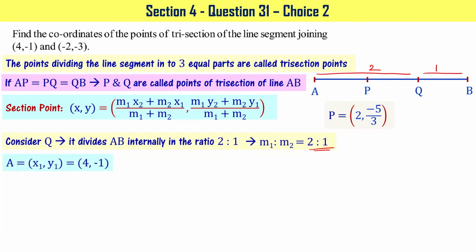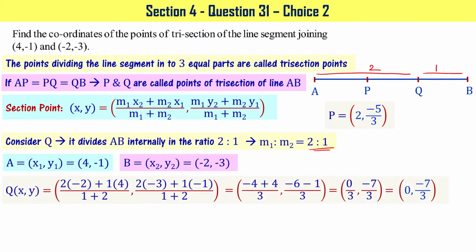A is the same, that is 4 comma minus 1, and B is the same, that is minus 2 comma minus 3. Let's substitute all these into the section point formula. And when you simplify it, you get Q as 0 comma minus 7 by 3, right?